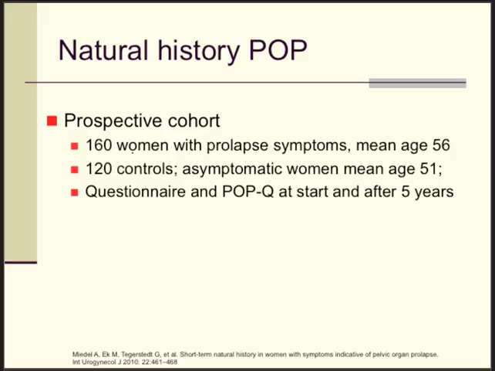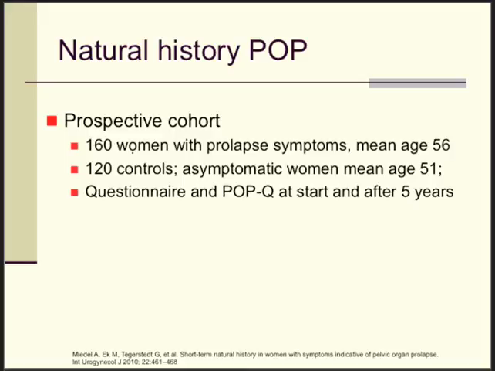The natural history of pelvic organ prolapse. Most of us would think intuitively that it will tend to worsen over time. And this study, rather, it's maybe a smaller study, but still interesting to look at. A prospective cohort study published in 2010, where they looked at 160 women with prolapse symptoms with a mean age of 56 years and 120 controls, women who are completely asymptomatic with a mean age of 51.